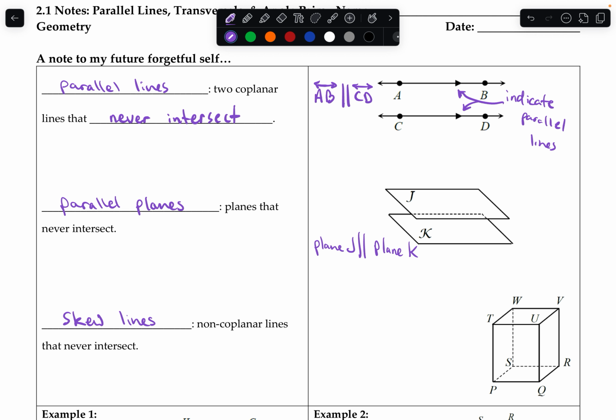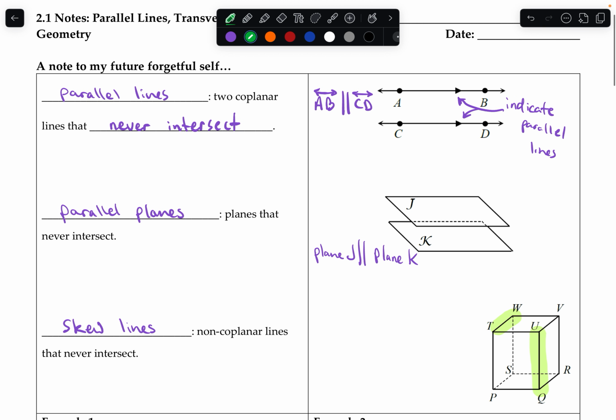There's actually another type of line that never intersects, and they would be skew lines. Skew lines kind of go in different directions on different planes. So non-coplanar lines that never intersect. So for example, if I looked at TW and I looked at UQ, and I pretended that those lines went infinitely onward, they do not actually exist on the same plane. However, they also do not intersect.